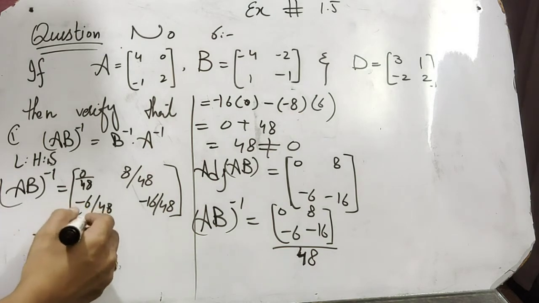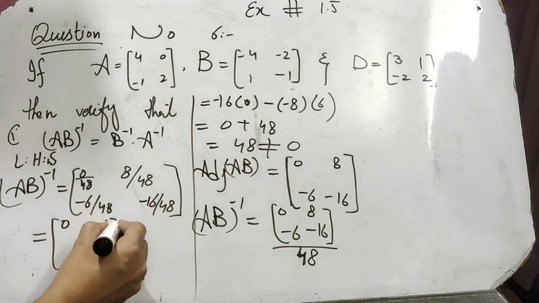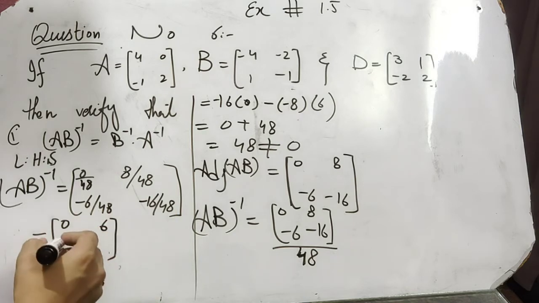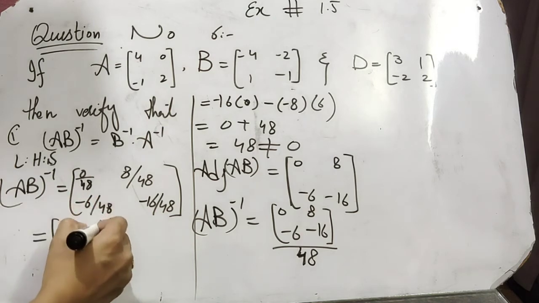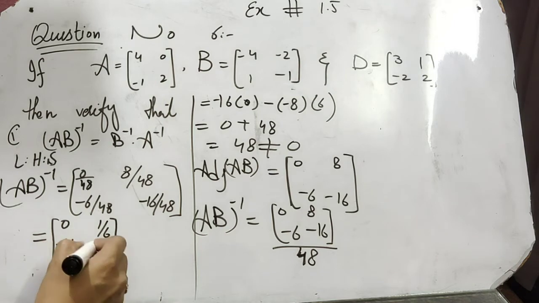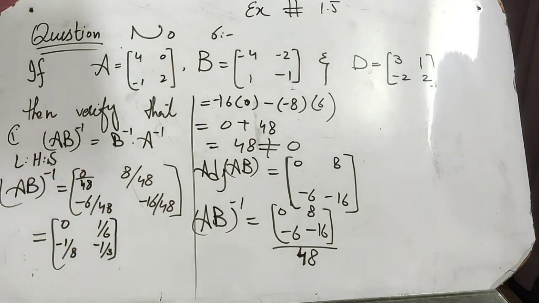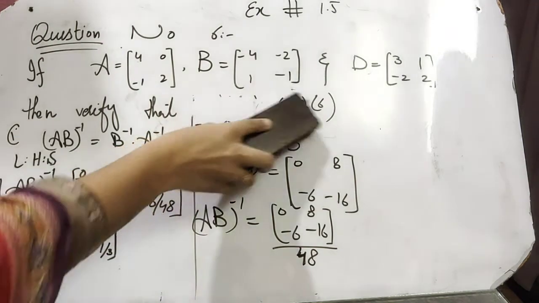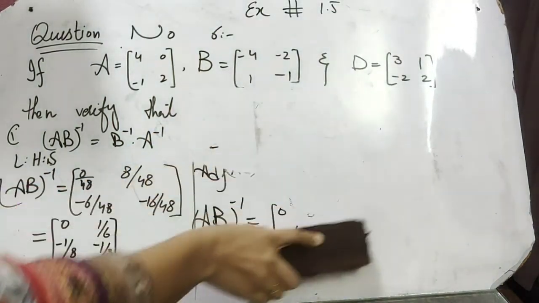This comes 0, 1 by 6, minus 1 by 8 and minus 1 by 3. This is the answer of (AB) whole inverse. Now we solve the right hand side.